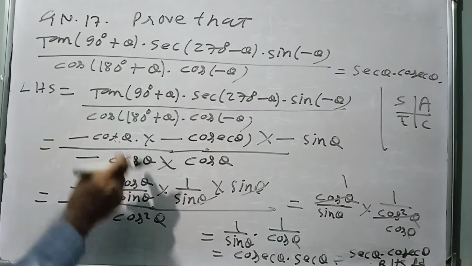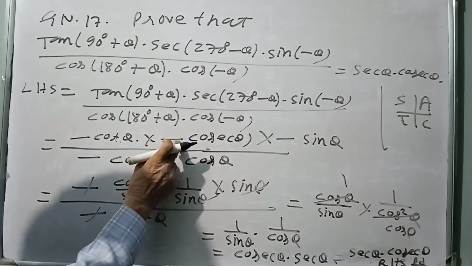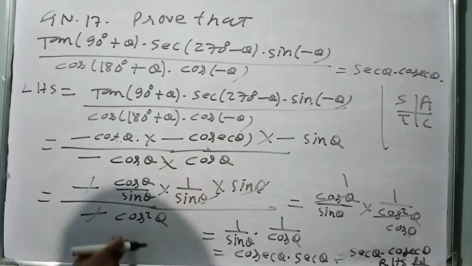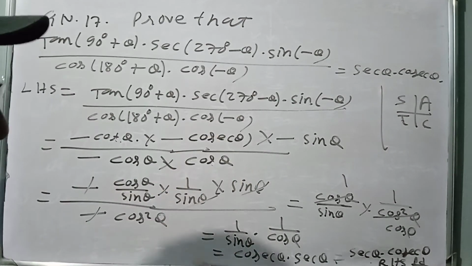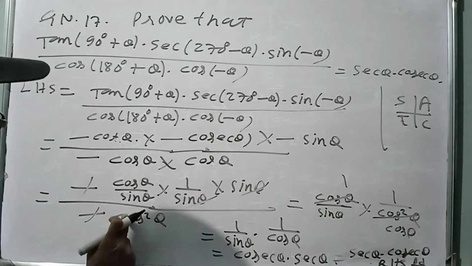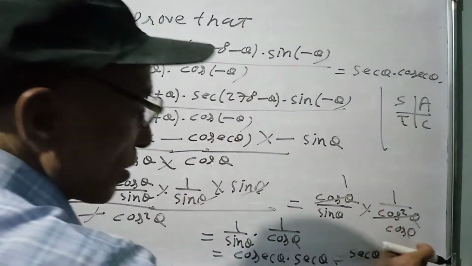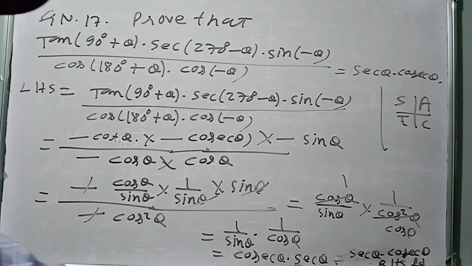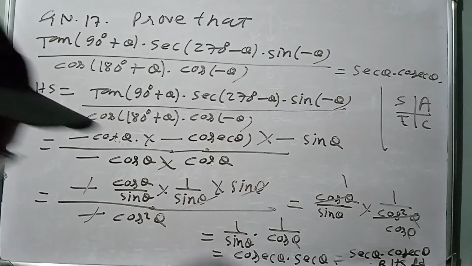Now cos by sin is cot, cosec is 1 by sin. Minus into minus is plus, plus into minus is minus. The minus cos changes, cosec is 1 by sin, cos by sin upon cos square, means cos upon sin numerator divided by cos square theta by 1, that means 1 by cos square theta. Cot is cos by sin, cosec is 1 by sin, 1 by cos is sec. So sec theta into cosec theta, RHS proved.